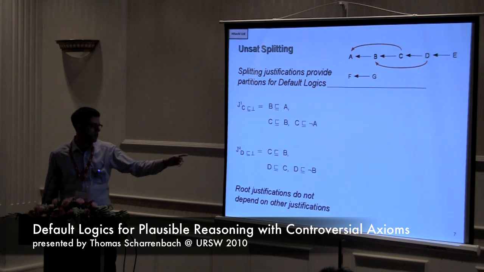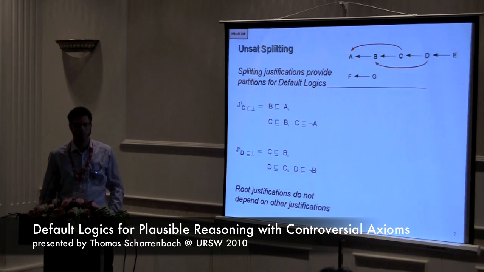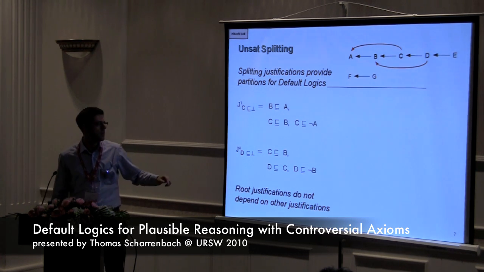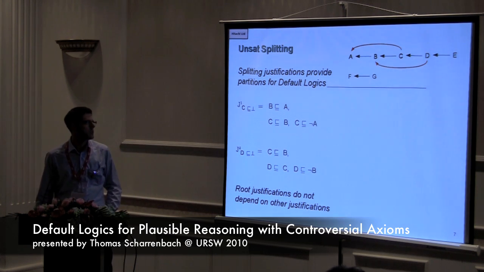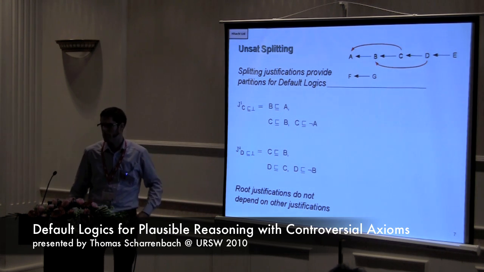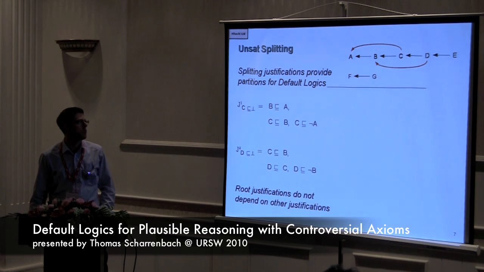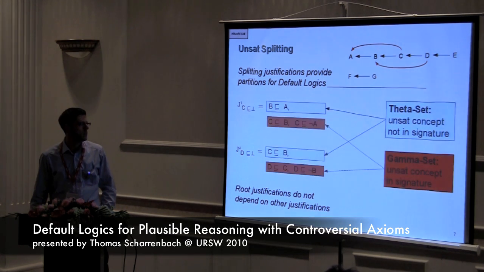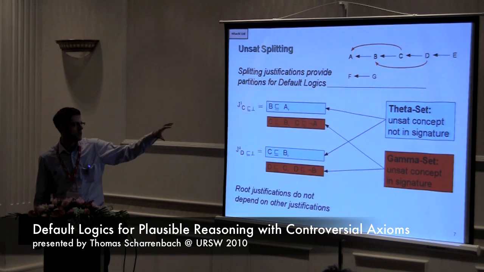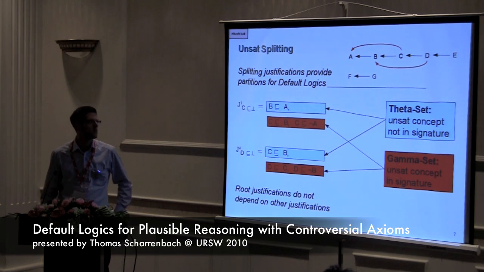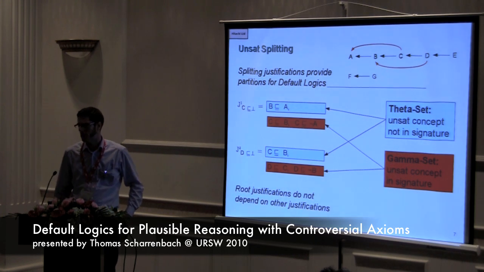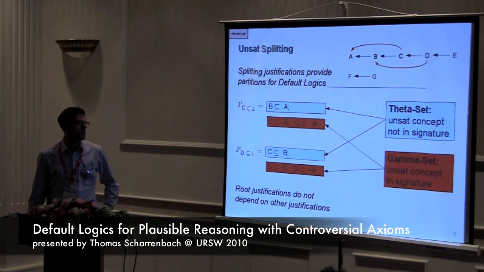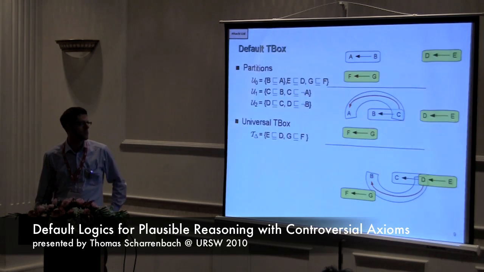And the same holds for these axioms for D. If we take away one of these axioms, the entailment that C is unsatisfiable, or in that case D is unsatisfiable, does not hold anymore. What we now did is we split up these justification sets in two parts. This splitting is then used for computing the partitions that we use in default logics.